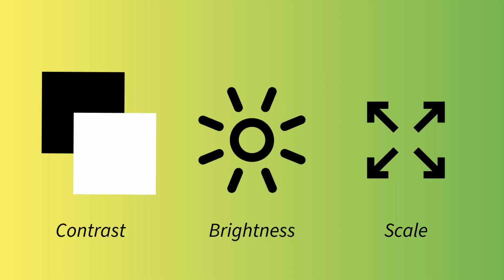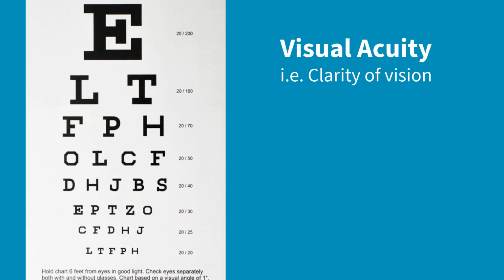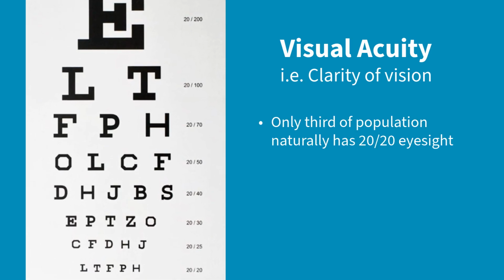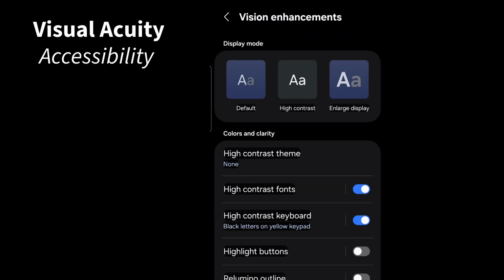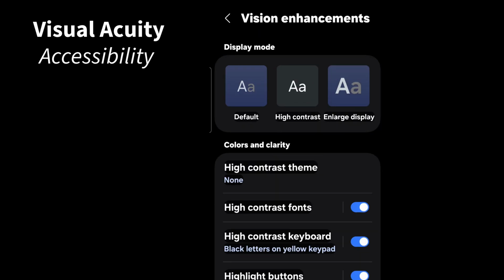Vision isn't all rainbows. Contrast, brightness, and scale also shape usability. Visual acuity, or clarity of vision, varies widely. Only about a third of people naturally have 20/20 eyesight. High contrast and adjustable text or zoom settings enhance readability and reduce strain, especially in low-light environments.